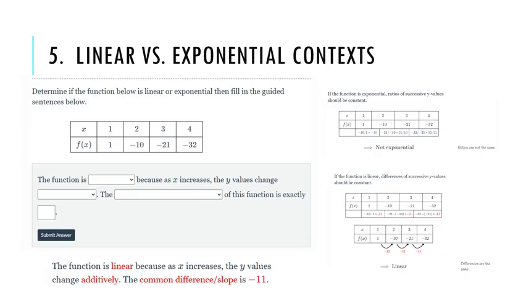All right, then it says the something of this function is exactly, okay, so now think about y over x. What is that called when I have y over x? Well, this is the slope. So let's put this in. It is the slope, and I believe this will be in your drop-down menu, and it is exactly negative 11.